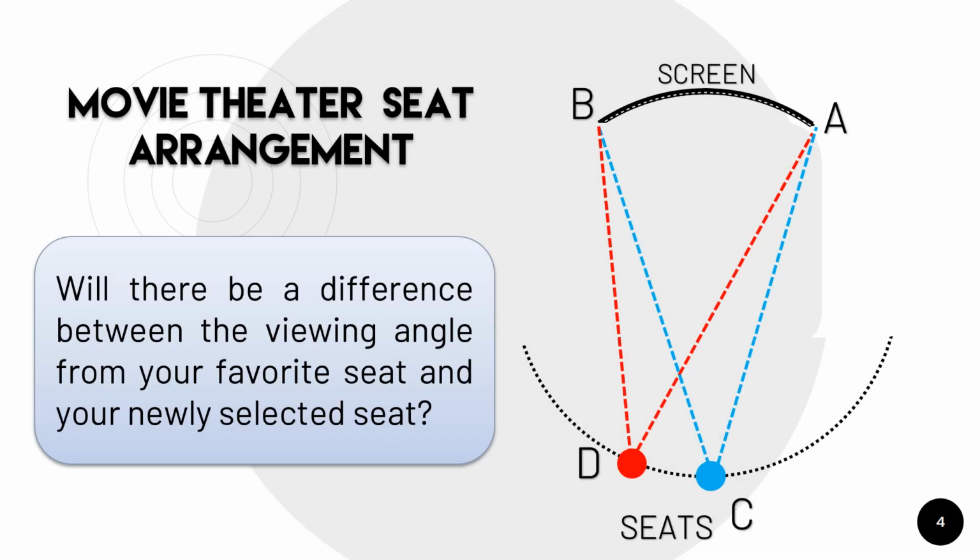I know you've been missing watching your favorite movie with your family or friend. So consider this scenario as you get a chance to see another one. The chairs of a movie house are arranged consecutively like an arc of a circle. Suppose your favorite seat is at point C because you like the viewing angle to the screen between points A and B. If the seat at C is already occupied, then you will be forced to pick another seat, which is D.